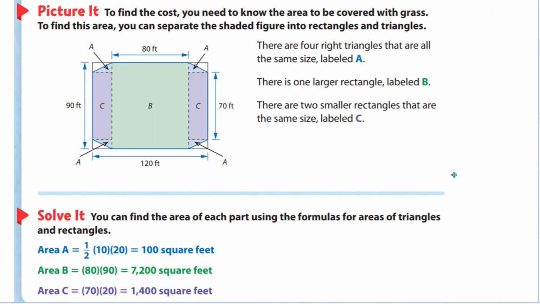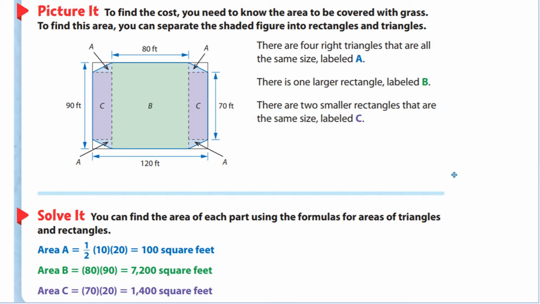Here's another version of what they did to show you. All right, read through this. I will read this with you. To find the cost, you need to know the area to be covered with grass. To find this area, you can separate the shaded figure into rectangles and triangles. There are 4 right triangles that are all the same size, labeled A. We just did that. There's one larger rectangle labeled B. As you can see, there are 2 small rectangles that are the same size, labeled C. Solve it. You can find the area of each part using the formulas for areas of triangles, which we did.